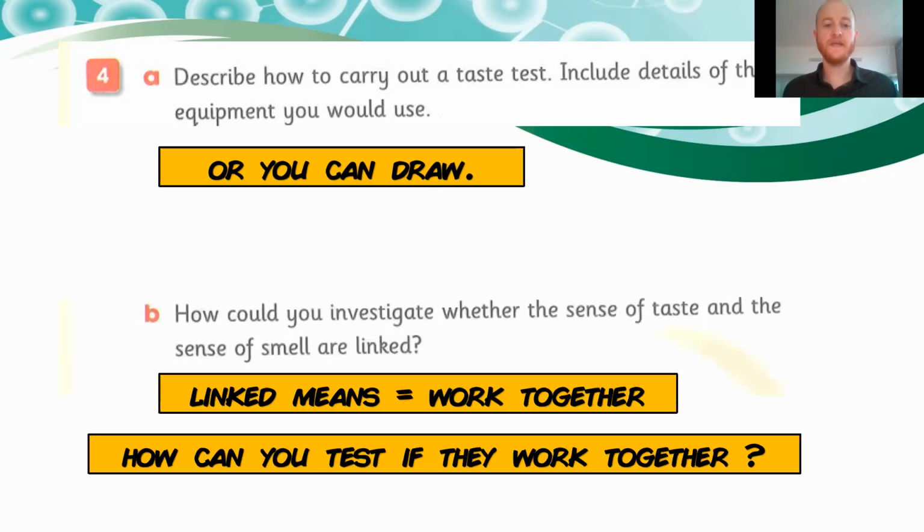And question 4b, how could you investigate, how could you find out whether the sense of taste and the sense of smell are linked? Remember, linked means to work together. We found out last time that the sense of taste and smell work together. I presented you a test with my milk and I told you that there was a way to find it. How can you test if they work together? You can write or draw something too.